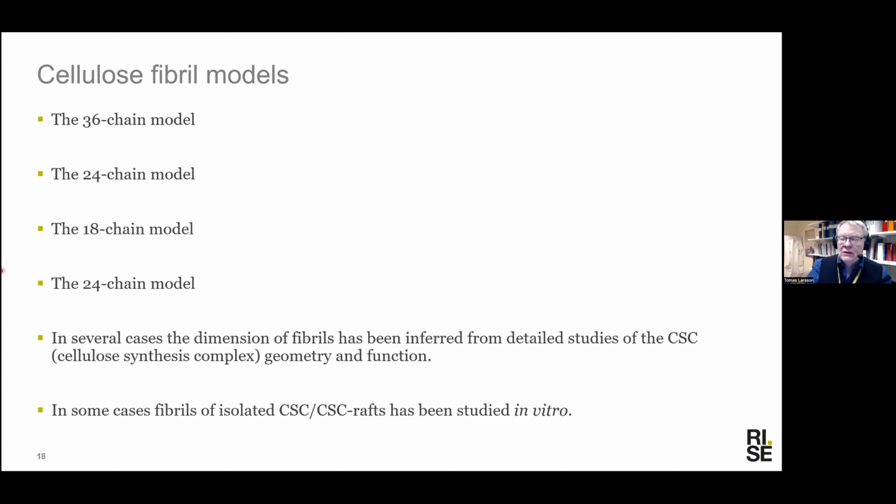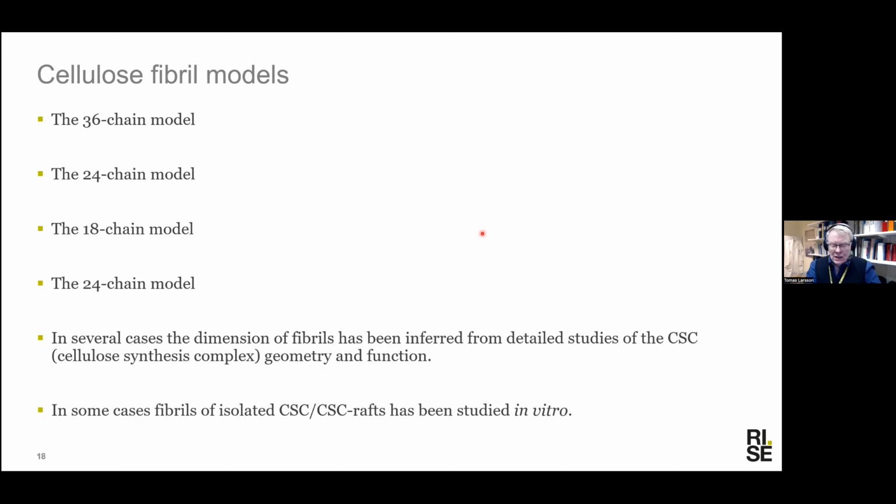And then it was even taken further to what has been lately the most common idea about the biosynthesis of cellulose, which is the 18 chain model. I saw recently, beginning of this year, there was yet a paper that surfaced saying that, well, they have found the 24 chain model once again. But in many cases, these are ideas that are inferred from detailed studies of this cellulose synthesizing complex. And it's not measured. It's kind of difficult to measure this.